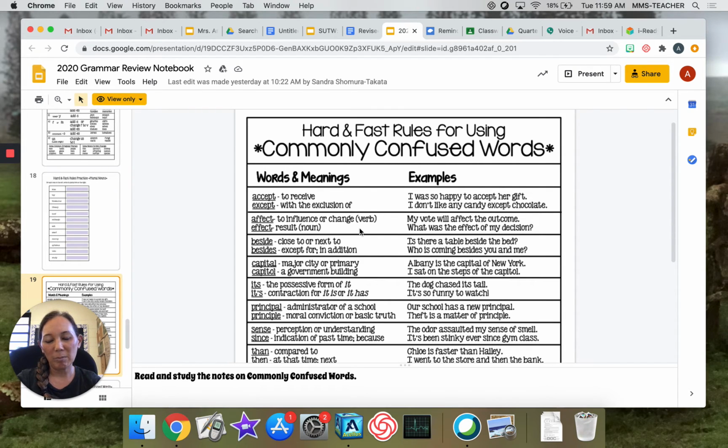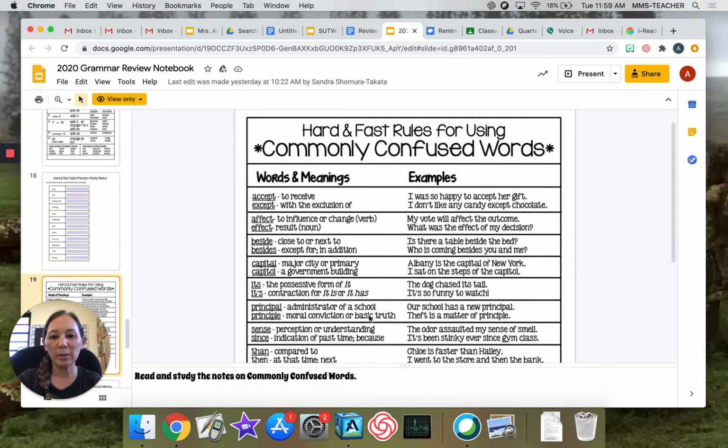Principal, P-R-I-N-C-I-P-A-L, is the administrator of a school. It's a person. Our school has a new principal. Principle, spelled P-R-I-N-C-I-P-L-E, is a moral conviction or basic truth. It's an idea. So the theft is a matter of principle.